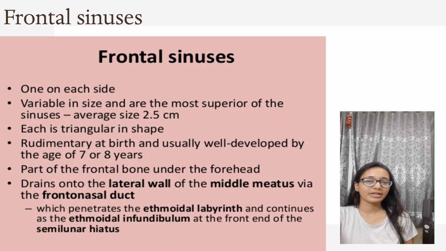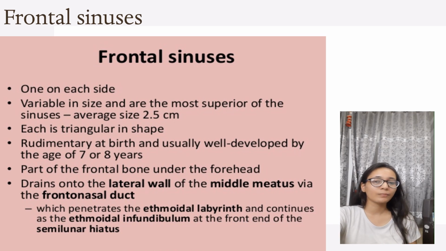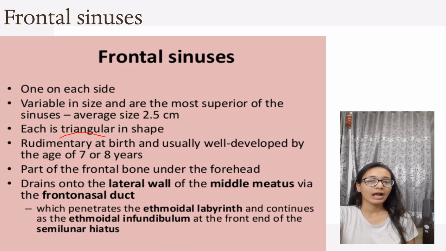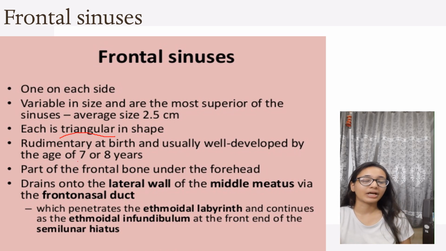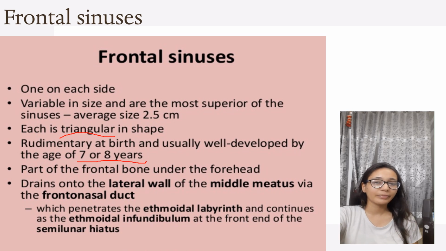Okay, now the frontal sinus. Frontal sinuses are present on both sides. Basically, they are triangular in shape and they are the last to develop, at the age of 7 to 8 years, and at birth they are rudimentary.